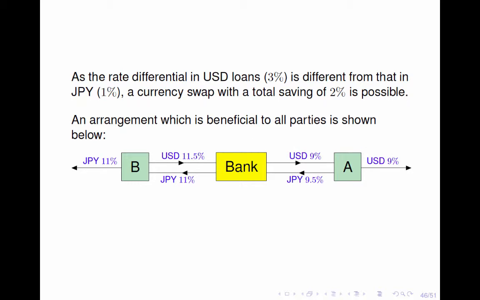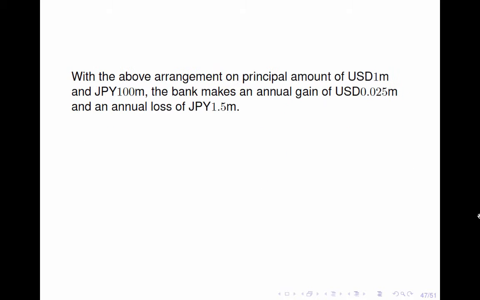market. For party B, it pays to the bank 11.5% interest rate on US dollars and receives 11% interest rate on Japanese yen. Together with the borrowing rate of 11% on Japanese yen from the market, it has a net borrowing rate of 11.5% on US dollars, which is also less than the borrowing rate of US dollars it could get directly from the market.